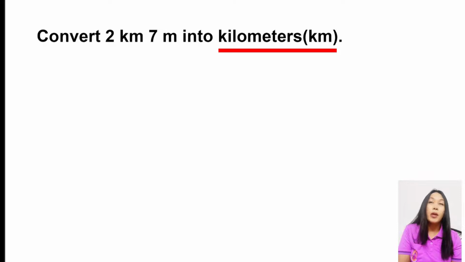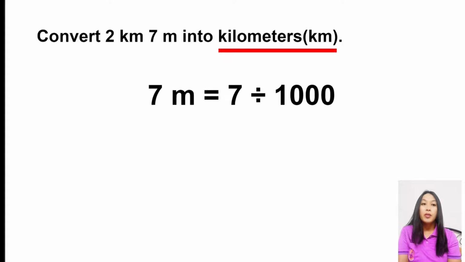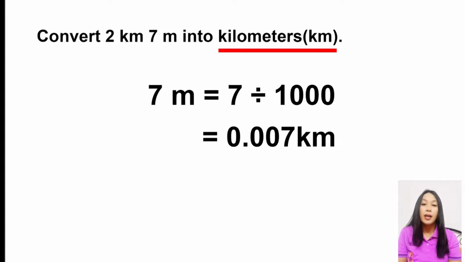There is a table that we have provided in the last video. You can refer to that so that you'll be able to know how to convert these numbers into different measurements. So let's continue. 7 divided by 1000, we get an answer of 0.007 kilometers. So 7 meters is equivalent to 0.007 kilometers.